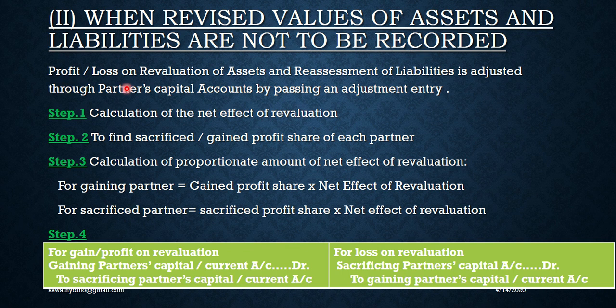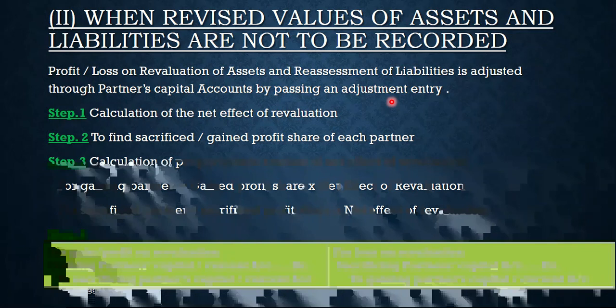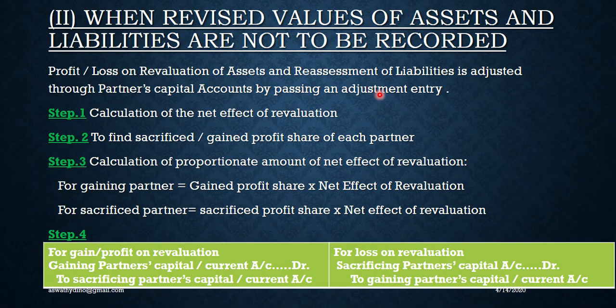Profit or loss on revaluation of assets and reassessment of liabilities is adjusted through partners' capital accounts by passing an adjustment entry. Okay, so assets and liabilities will remain in the books of accounts at their book value. We are not going to record their changed values in the books of accounts, but we are doing one adjustment entry between the partners' capital accounts. Okay, so let's see how to do the adjustment.